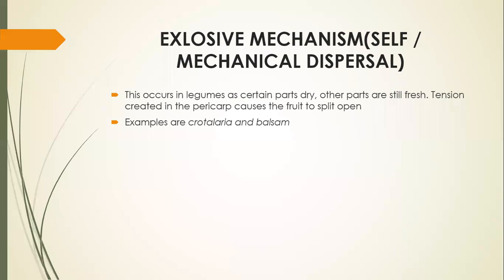So, example is what you have in the legume when it's dried, when it's mature, ripe, because pressure is built up in the pericarp or the walls of the fruit, it causes tension to be created, which causes the fruit to split open. So you have examples as cotularia, balsam, flamboyant. They are all examples of fruits that can be dispersed by explosive mechanism. They split open. You don't need to open them. They will be there, then they will split open.